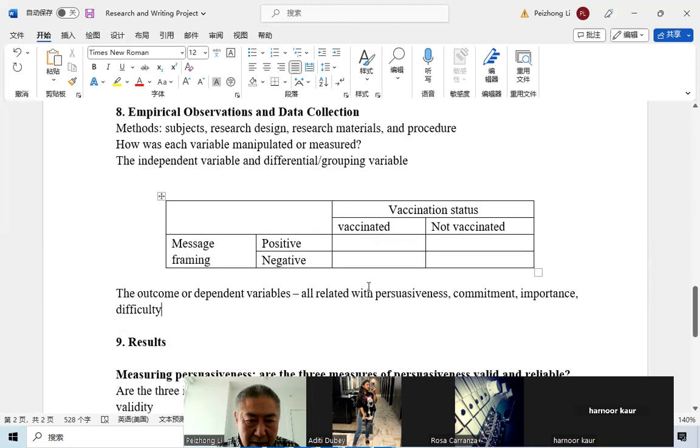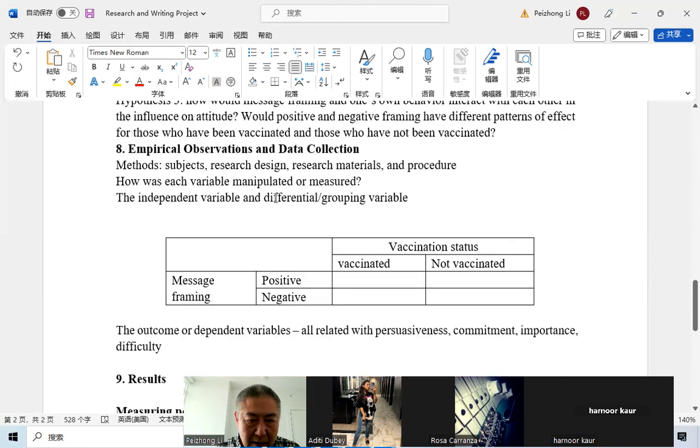This would be the research design and research material. You can describe the research design and material together. Basically, the research design is implemented in the materials. And then you discuss the procedure.